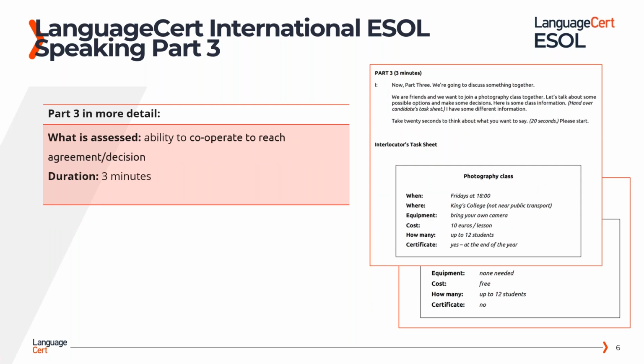In Part 3, what is assessed is the candidate's ability to cooperate with the interlocutor to reach some kind of agreement or decision. A task sheet will be provided to the candidate. The duration of this part is 3 minutes.